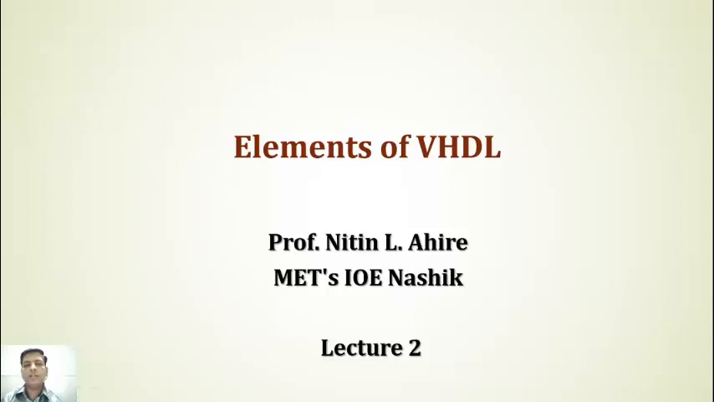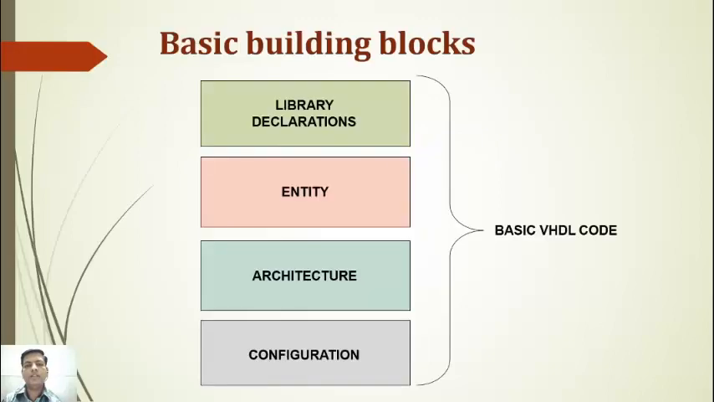Today I am going to take another session on elements of VHDL. That is lecture number 2, elements of VHDL. Here we have to start with basic building blocks for VHDL code or VHDL program format. There are mainly 4 blocks which are involved in the VHDL program format. First, library declaration. Second, entity. Third, architecture. And last, configuration is there. So these are the 4 basic building blocks for any VHDL code or VHDL program format.